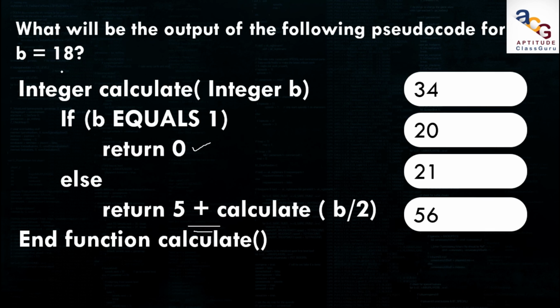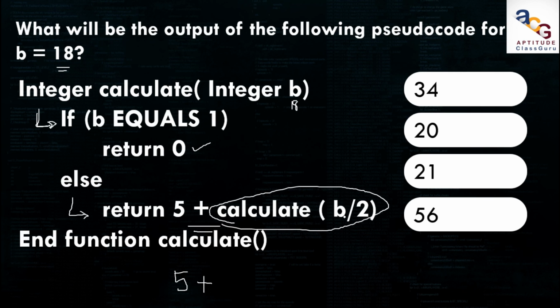Just look at it. Now the b value is 18, right? Control will go to the if statement. b equals 1 fails, so it will run the else part. Return 5 plus. So the answer is 5 plus, what is the calculate of b by 2? b will be divided by 2. The quotient will be 9. So here it is calling calculate of 9.